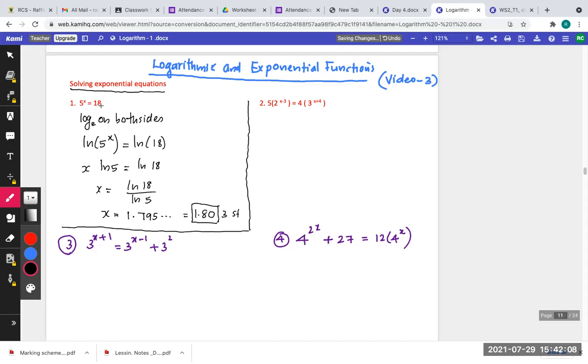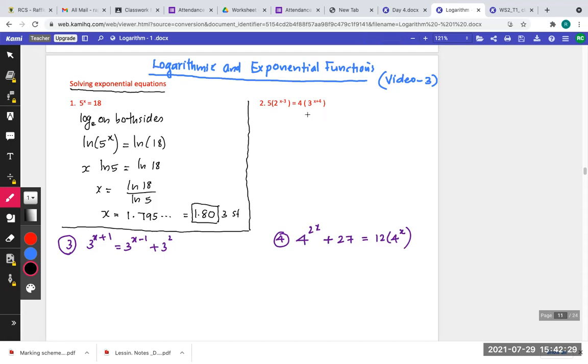If you cannot write 18 as a base 5 directly, you may wonder, can I use another base? Yes, you can. Maybe lg, log with base 10, can also be used, or a different base is also possible. But I strongly encourage you to use ln, because calculations become easier, or lg is also okay.